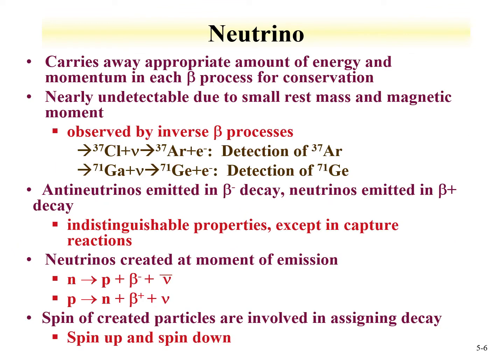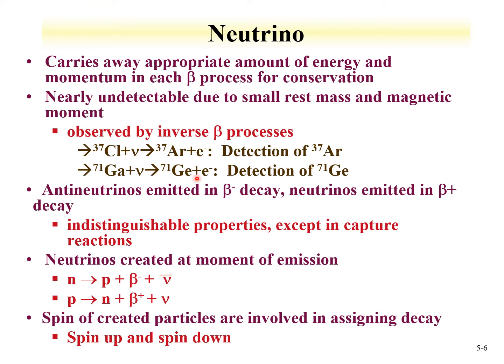One of the properties of this small rest mass of the neutrino is that it's very difficult to detect. Two current routes that are used to detect neutrinos through inverse beta decay are listed here, where the reaction of a neutrino on chlorine-37 makes argon-37, which is radioactive and decays. And then gallium going to germanium, going back to gallium from the germanium decay. Both of these are used in neutrino detectors.